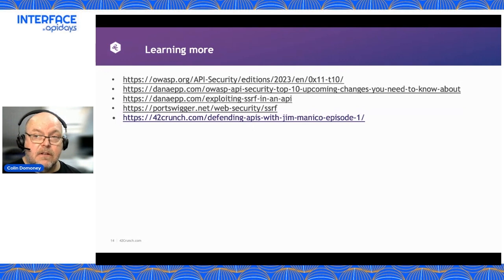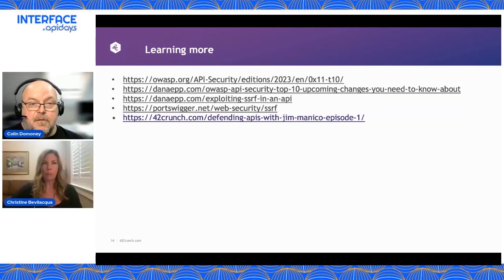Gut feel says that it's quite reflective of what's happening in the industry and what we're seeing in the real world. The one I'm worried about there, the one we need to pay most attention to, is the category of bot attacks. So thank you very much. I hope that was useful. Looking forward to taking some questions.